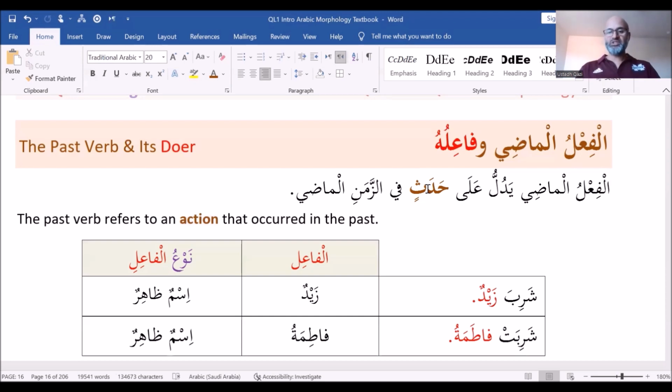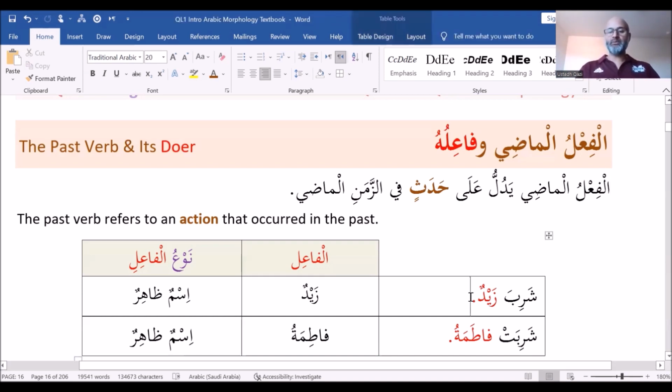Al-fi'l al-madi, which is this chapter, is about actions occurring anytime before now or before the time of speaking, when that fi'l, when that action, when the past verb is spoken. So now is present, anything before now is past, anything after now is future.